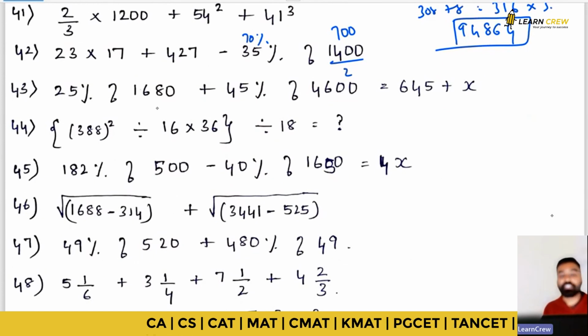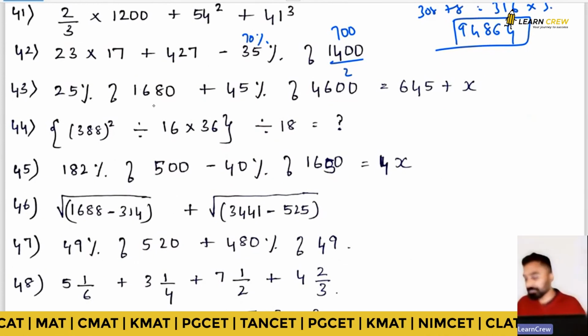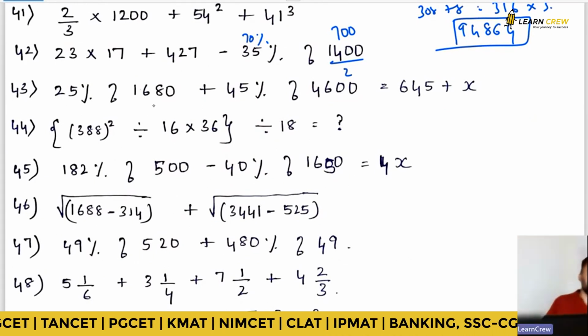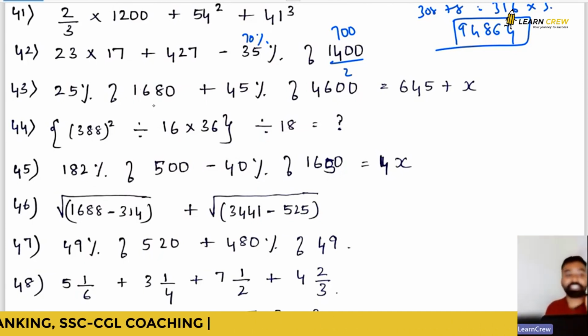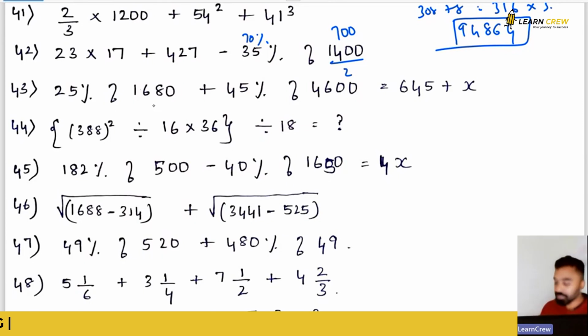25% of 1680. How can you represent 25%? 1 by 4, exactly. So now the percentages concept comes into the picture. 1 by 4 of 1680. 45% of 4600. How will you represent it? Now you can cancel those. The percentage cancels with these two zeros, and it becomes 45 into 46.